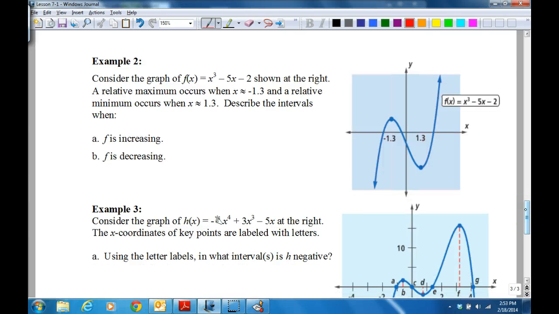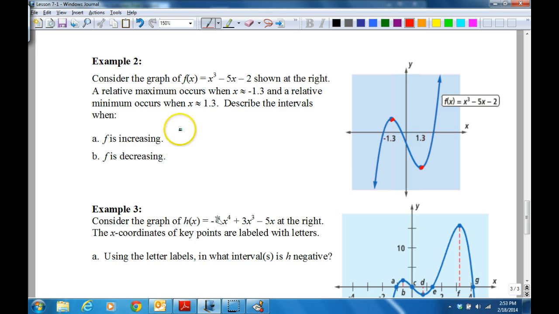All right, so last page. Consider the graph f of x equals x to the third minus 5x minus 2, shown at the right. A relative maximum occurs when x is about negative 1.3, that's right here, and a relative minimum is where x is equal to about 1.3. Okay? So, tell me the intervals where f is increasing. Give me the intervals of x where f is increasing.